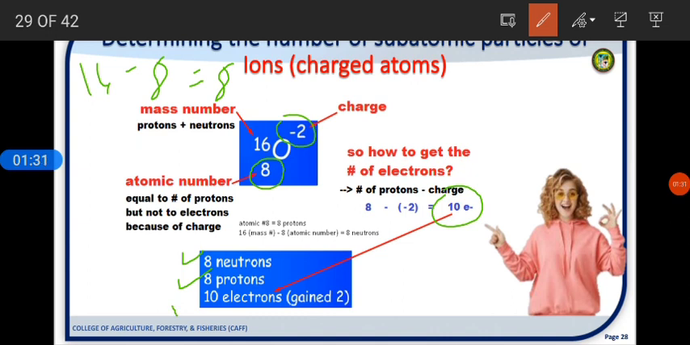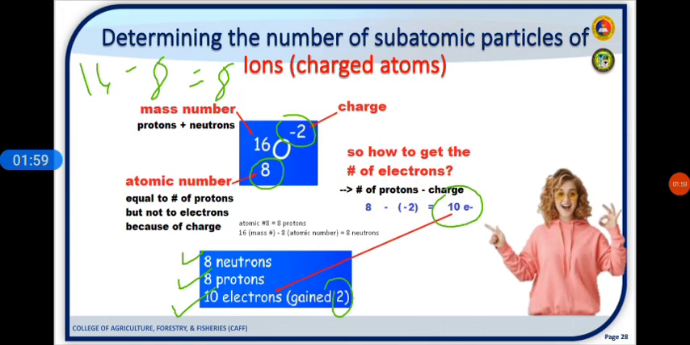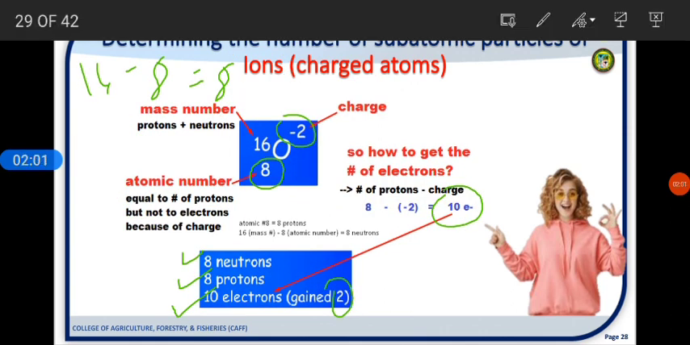Okay, 10 electrons. So this means to say that the atom gained 2 electrons. On the previous example, since we have a positive charge on sodium, it has lost 1 electron. And this one, it has a -2 charge, so it gained 2 electrons. I hope you get that one.